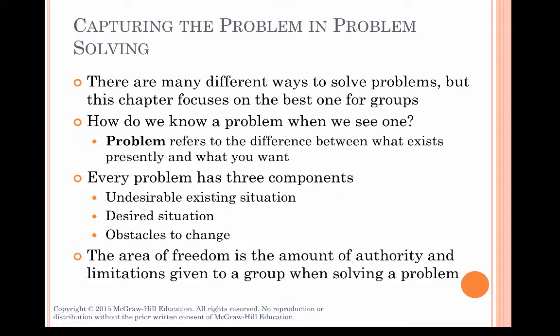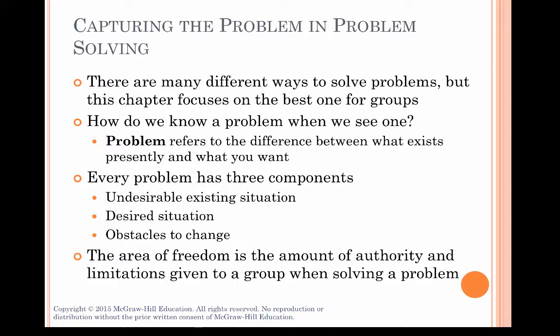The first thing you need to understand is what a problem is, and how to determine exactly what it is you're seeking to change, what you want the outcome to be. The text defines a problem as the difference between what currently exists and what you want to exist. Everything that can be classified as a problem has three components: an existing situation that is seen as undesirable, a potential desired situation, the way you want things to be, and the obstacles that are standing in the way of changing the undesirable situation into the desired situation.